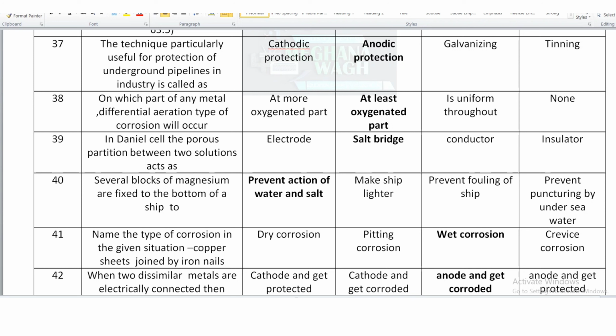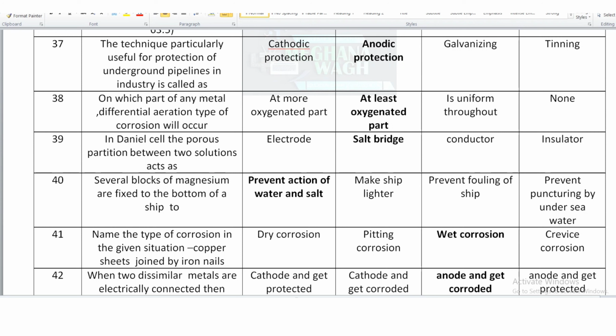The technique particularly useful for protection of underground pipelines in industry is known as anodic protection. It is used for underground pipelines. On which part of any metal will differential aeration type of corrosion occur? It occurs at the least oxygenated part, that means there is a difference in oxygen access. In Daniell's cell, the porous partition between the two solutions acts as a salt bridge.